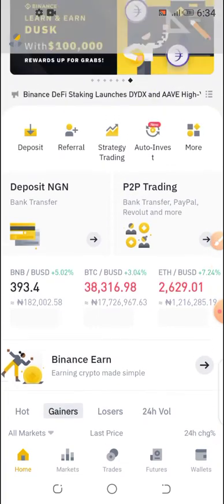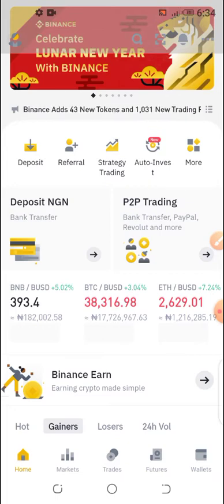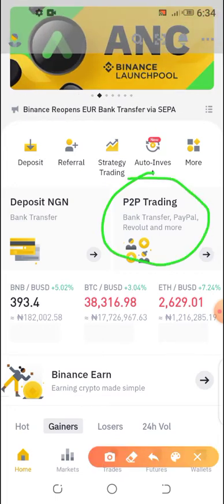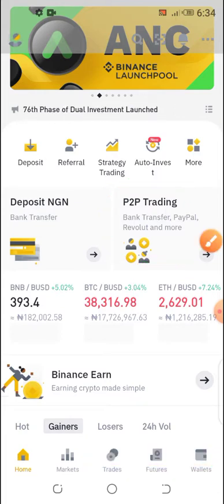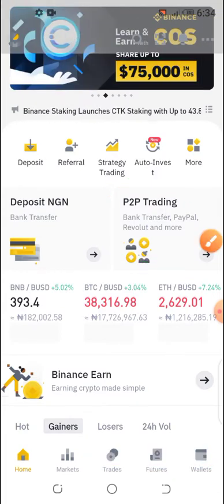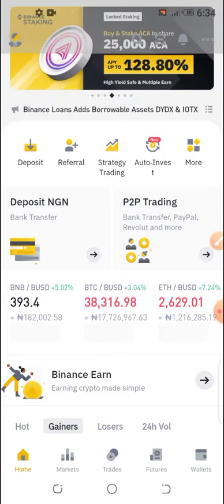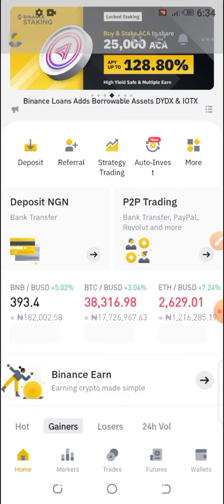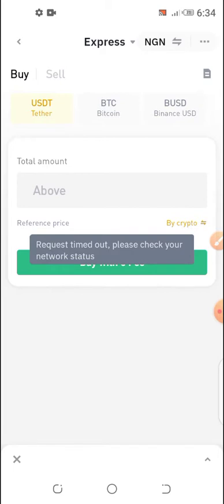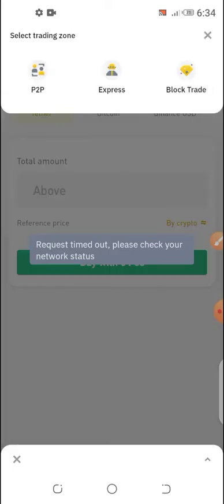Now, to commence trading using the Binance platform, we make use of what is called P2P. P2P stands for peer-to-peer. So Binance stands as a middleman between you and the other person. So if you want to buy, you click on the P2P platform, and then I will select under P2P.